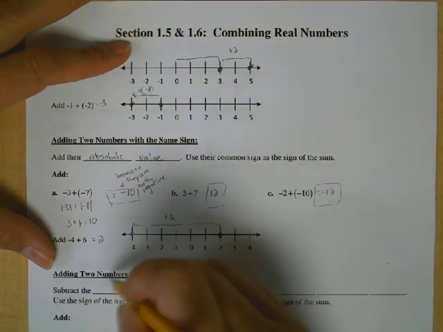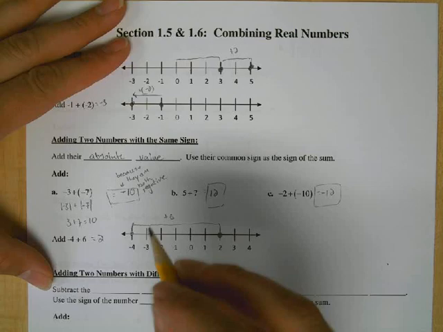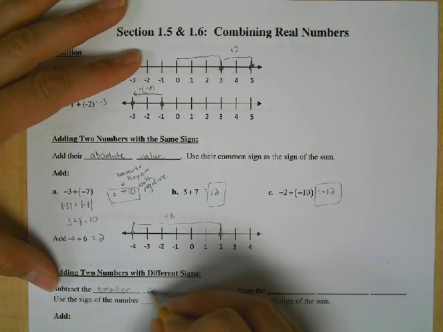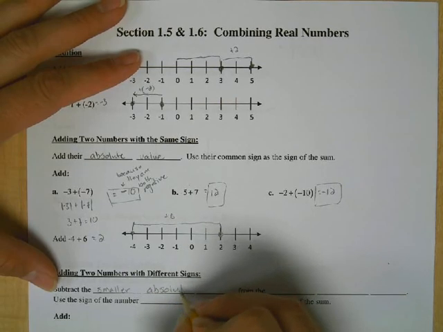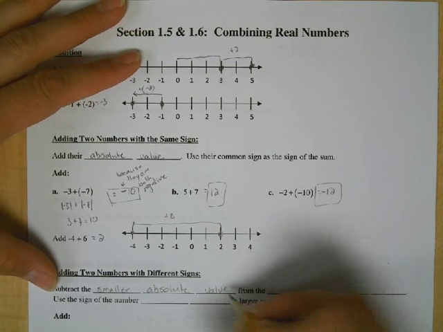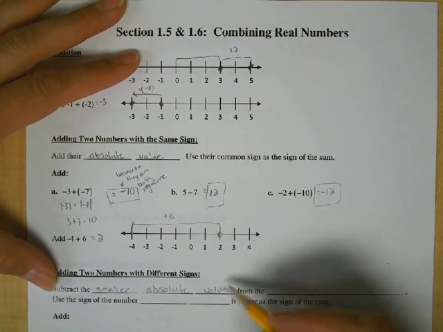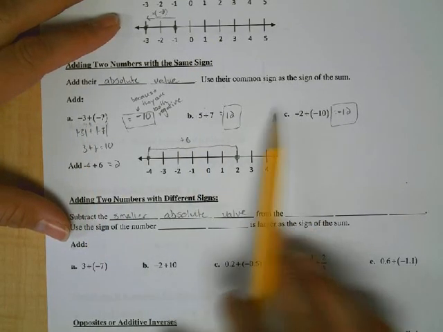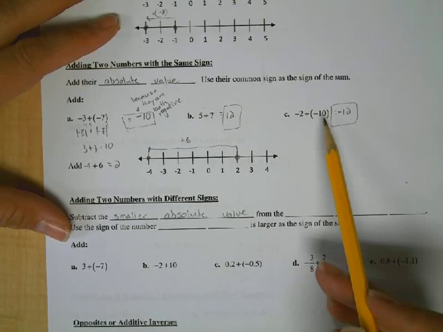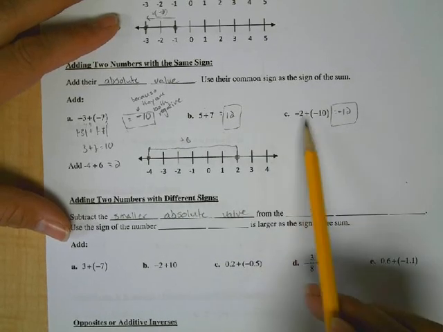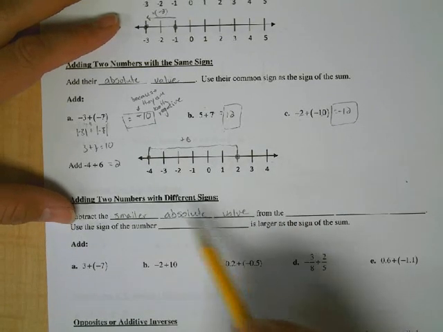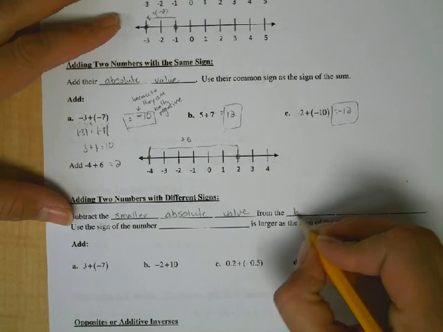Okay, so adding 2 numbers with different signs is very easy. Subtract the smaller absolute value. Okay, so the smaller absolute value. So again, here we're looking at just the number, ignore the sign. So like the smaller number is 3. The smaller number is 5. The smaller number is 2. We're ignoring the sign of it. I know negative 10 is actually smaller than negative 2. But we're ignoring that and just looking at the absolute value, so what the actual number is. Okay, so you subtract the smaller absolute value from the larger absolute value.